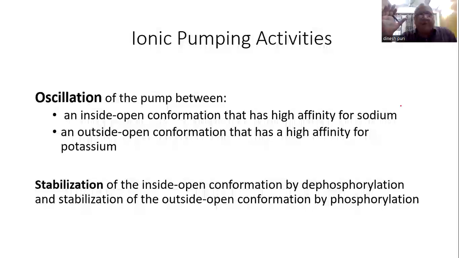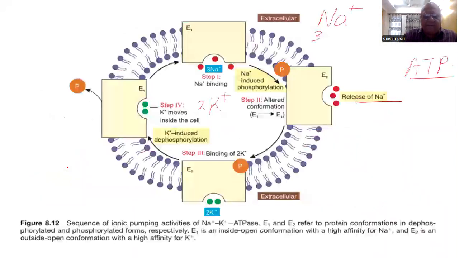So in the ionic pumping activity, there are two features. An inside open conformation, which has high affinity for sodium, and an outside open conformation, which has high affinity for potassium. Now this part I had omitted. You can also omit it, but just for completion's sake.